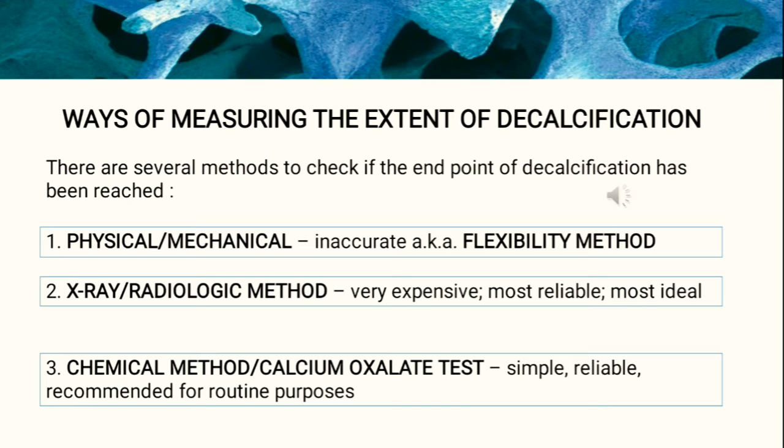Lastly, we have our chemical method or the calcium oxalate test. The calcium oxalate test uses litmus paper and ammonium oxalate. This method is very simple, reliable, and convenient, and is recommended for routine purposes in order to detect the presence of calcium in the decalcifying solution.